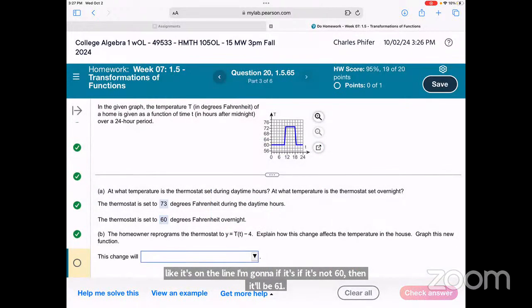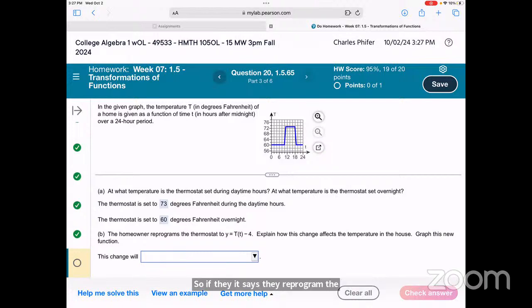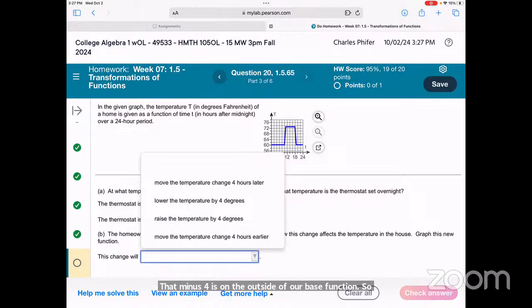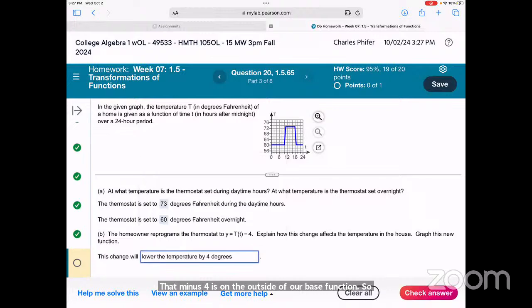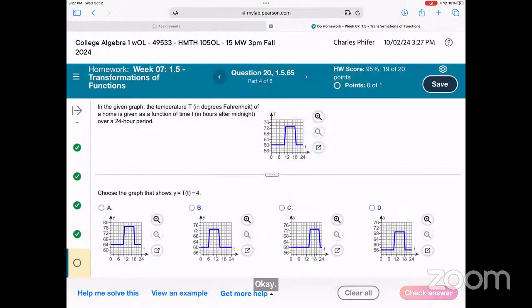So if it says they reprogrammed the thermostat to be T of T minus 4, that minus 4 is on the outside of our base function, so that's going to lower the temperature by 4 degrees. So the whole thing should drop by 4. If that's a 71, 67 for that top plateau, which is only captured by D.